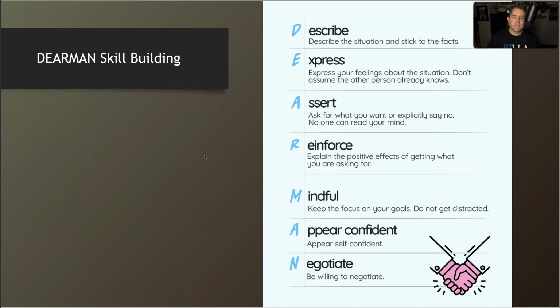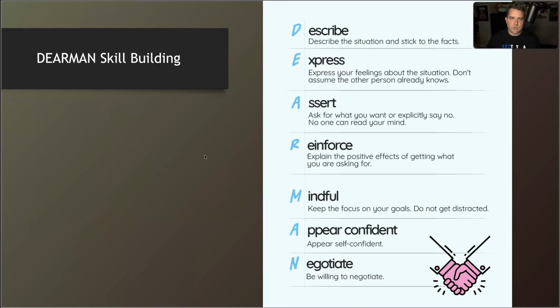In terms of building relationships, we talk about DEAR MAN. This is a skill that we kind of go through if people are finding that they're having a hard time getting their needs met. So when we do a DEAR MAN, everything, as you have experienced, is an acronym. So let's describe the situation. We're going to just stick to the facts. What happened? Not how it made you feel, not how you reacted to it, but what are the actual facts of the situation?